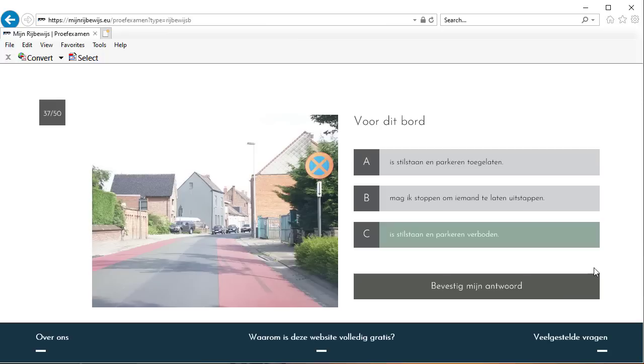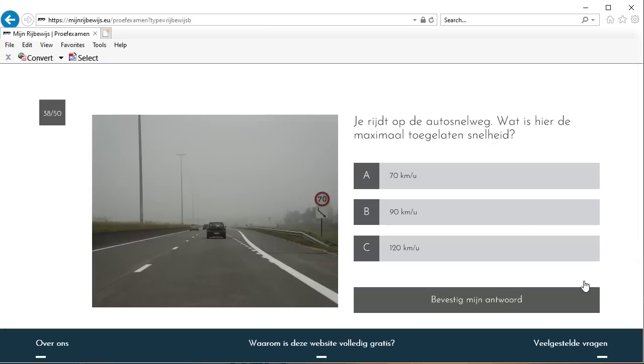You're riding on a motorway. What is the maximum allowed speed here? 70 kilometers per hour, 90 kilometers per hour, 120 kilometers per hour. The answer is 120 kilometers per hour because it's a motorway. And the board that you see here for 70 is on this exit lane. It's really not for the motorway, and the question is for the motorway. So our correct answer is 120 kilometers per hour.